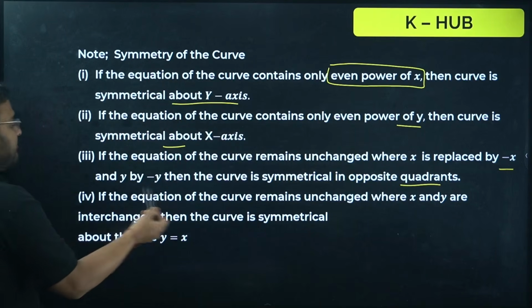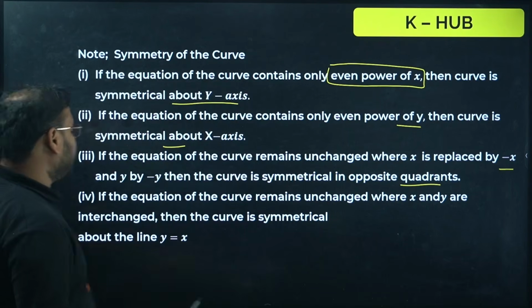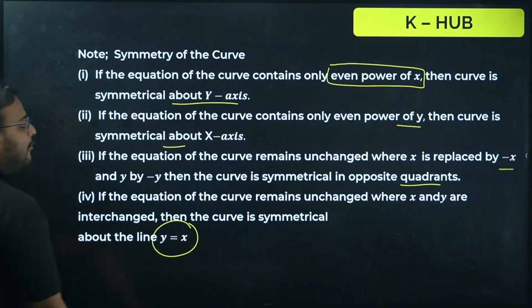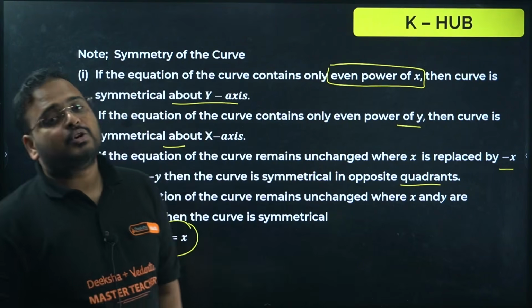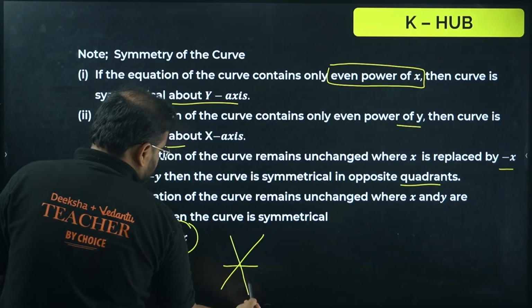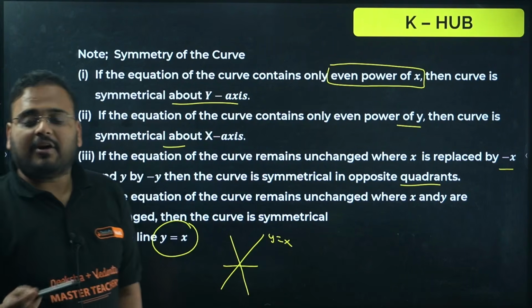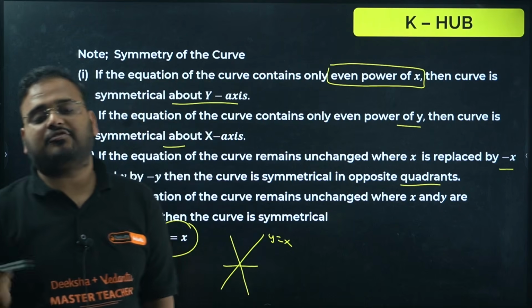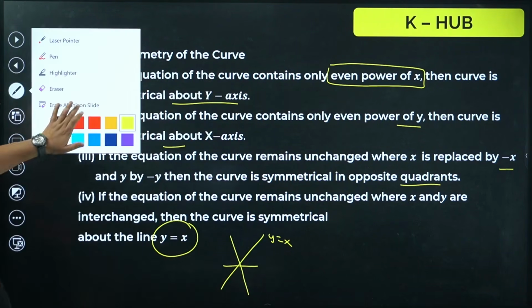Now, if the equation of the curve remains unchanged when you replace x by y and y by x, it means it is symmetrical about the line y equals x. The domain and range are interchanged even though the function does not change, so the functions are mirror images about the line y equals x. This is your line y equals x. What it does is simply interchange the domain and range. They are inverses of each other. Let me erase the markings, not important over here.